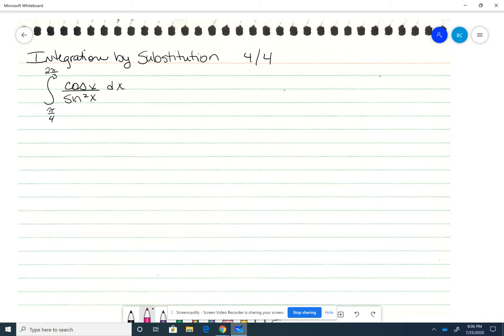Okay, so again, we're looking for our inside function, and in this particular problem, the inside function is the sine, because if you'll recall, this is actually sine x squared. So the actual inside function is going to be sine x. So we're going to let u be sine x, du is going to be cosine x dx.